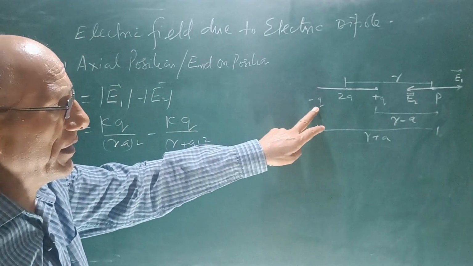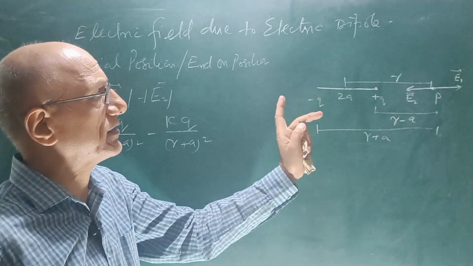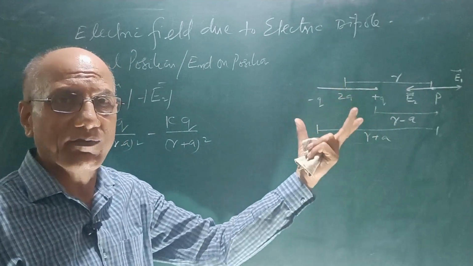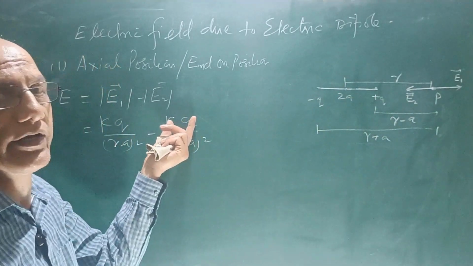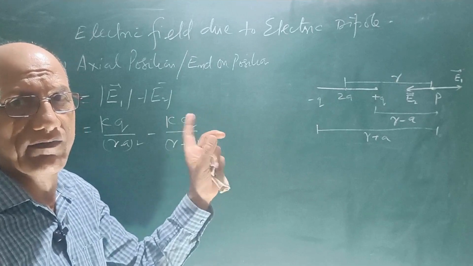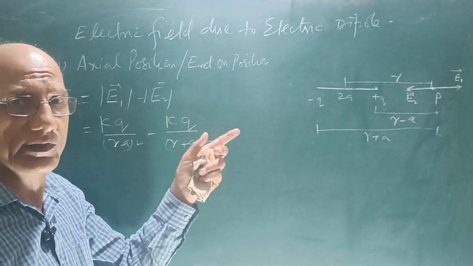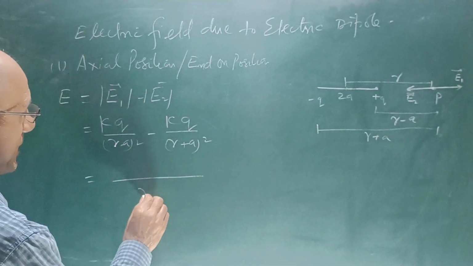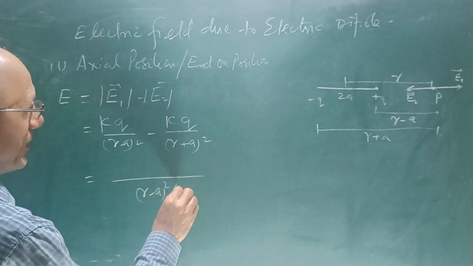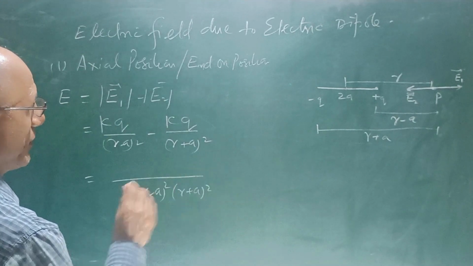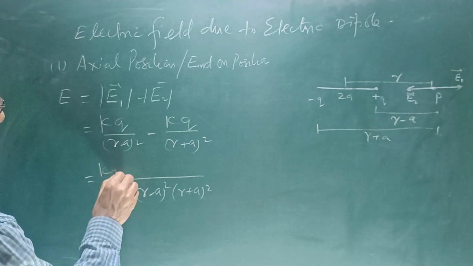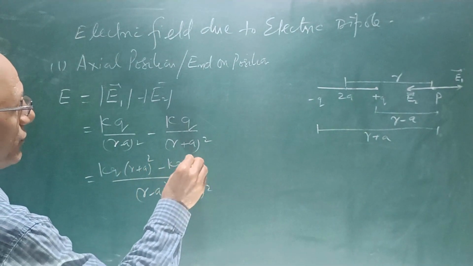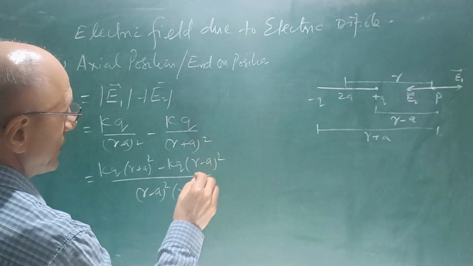Here we need not take the negative sign because we have already considered this negative sign to show the direction of the electric field. इससे बार बार इनको नहीं लेना है और ये वैसे भी मैग्नीट्यूड है. So magnitude of anything is never negative, it is always positive. So just take the LCM, R minus A whole square into R plus A whole square. So this KQ into R plus A whole square minus KQ into R minus A whole square.